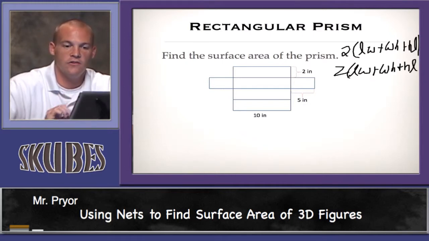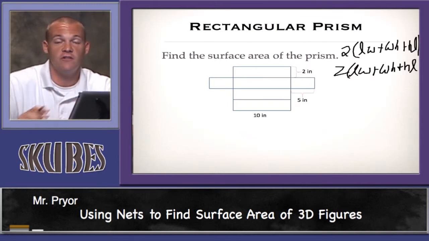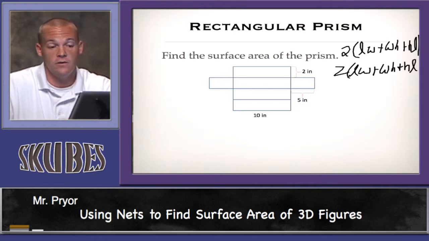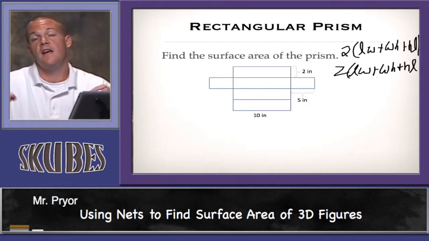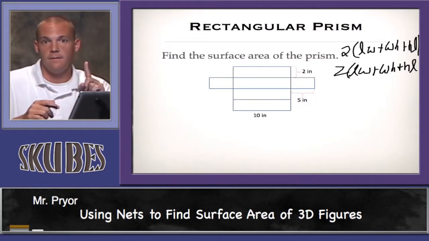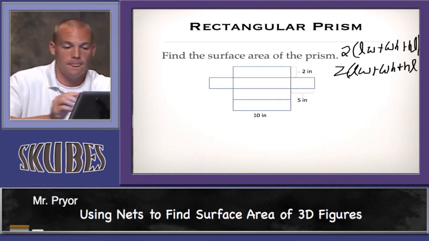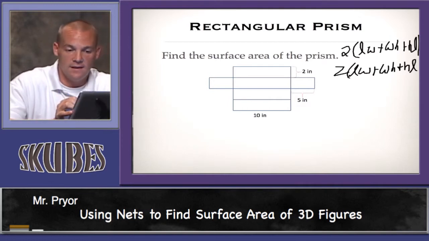All right? So basically, and I'll explain what that means, is you're taking all of the dimensions that are a part of the prism that you can see right here, 2, 5, and 10, and you're going to multiply them together. Each and every one of them one time by each other. And then you're going to add up what you get and multiply it by 2. Okay? So let's take those and see what we end up with.